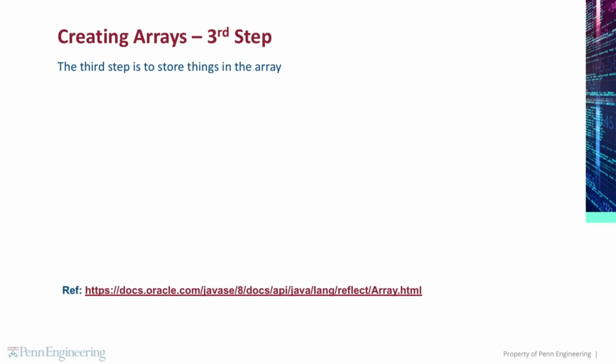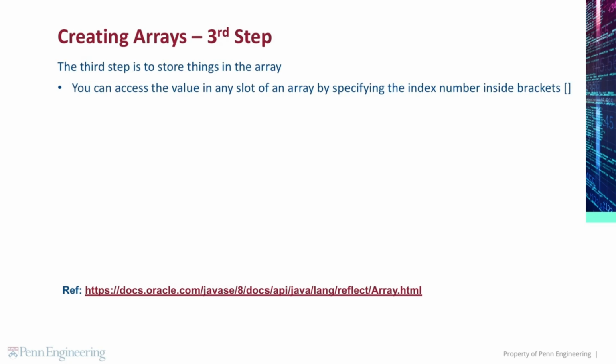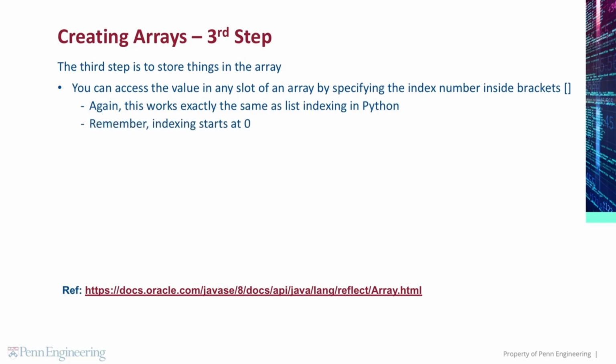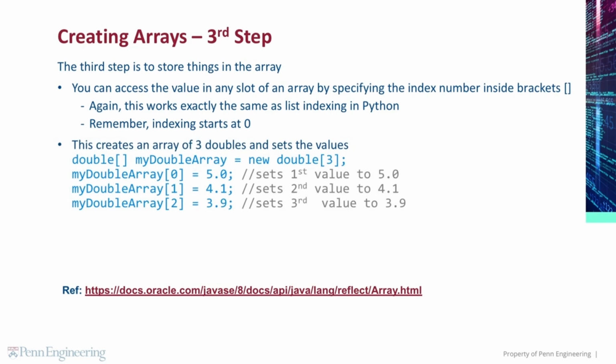The third step is to store things in the array. You can access the value in any slot of an array by specifying the index number inside brackets. Again, this works exactly the same as list indexing in Python. Remember, indexing starts at 0. This creates an array of 3 doubles, and then sets the individual values by using an index number inside brackets. We set the first value in the array to 5.0 using index 0. We set the second value in the array to 4.1 using index 1. And we set the third value in the array to 3.9 using index 2.